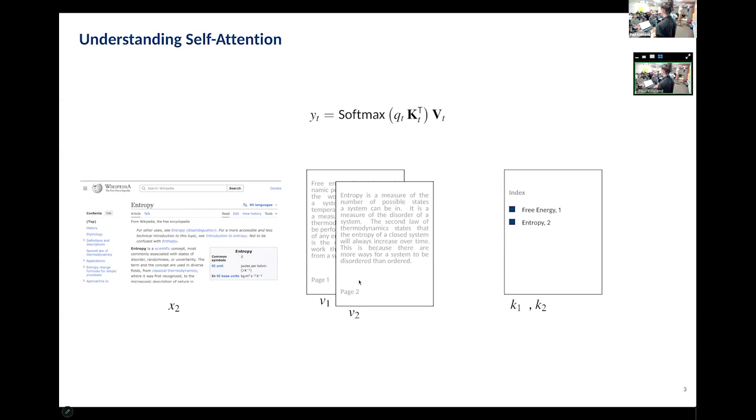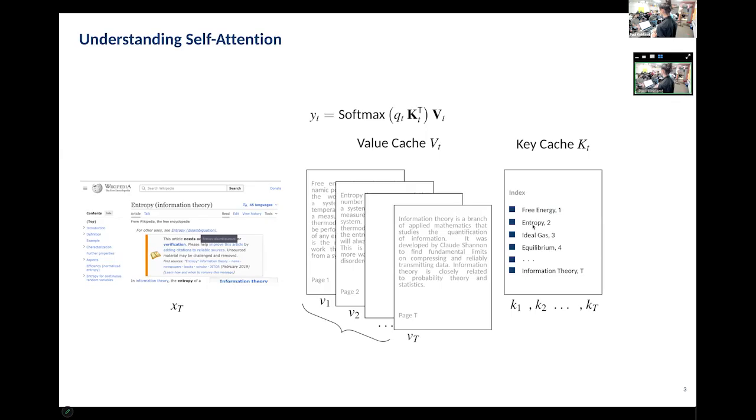And every time we do this, we add a page to our book and an index here. We'll just continue doing this until the end of our book, where we have, say, entropy, whatever. And we have, in the end, P pages, one for each web page that we looked up, and T keys. So now that we have this, so these two things, by the way, I mentioned KV cache. So this is the key cache, this is the value cache, and together they call the key value cache.